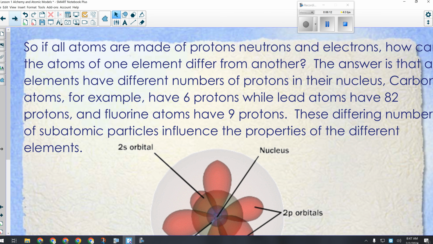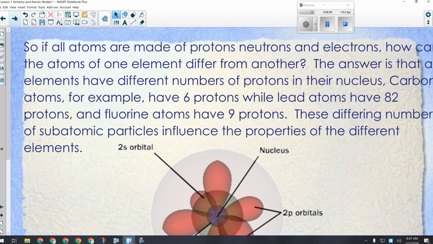So if all atoms are made of the same thing, protons, neutrons, and electrons, how is it that we have different elements if everything's made of the same stuff? The amount, yeah. When you look at the periodic table, everything has a different atomic number, because every element on the periodic table has a different number of protons. It is this differing number of protons that gives the different characteristics for each element.